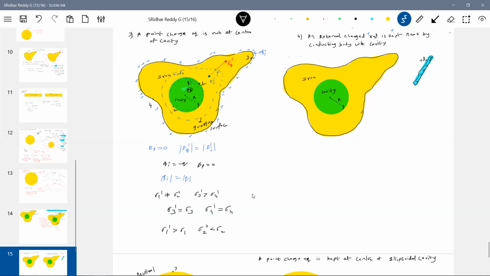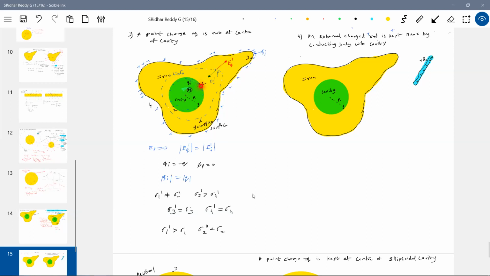So what is the conclusion we can make? The field strength on the inner surface of cavity depends on what? Radius of curvature and also location of point charge inside the cavity. What about the charge distribution on outer surface of cavity? Depends only on radius of curvature, independent of point charge. Able to understand? If I go and check it practically, sigma 2 dash will be less than sigma 2. Sigma 1 dash should be greater than sigma 1. So why charge density got increased? Because the point charge is not at center of cavity.